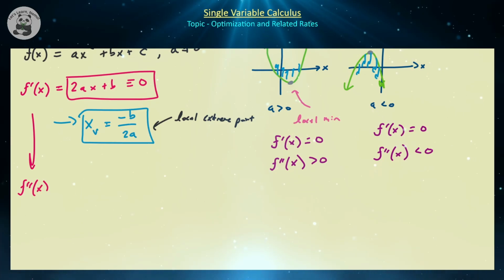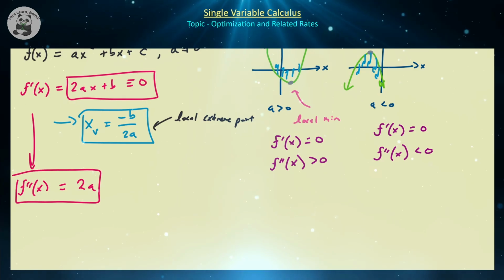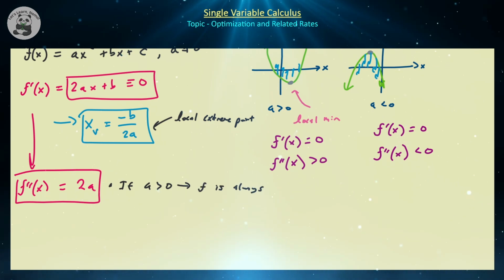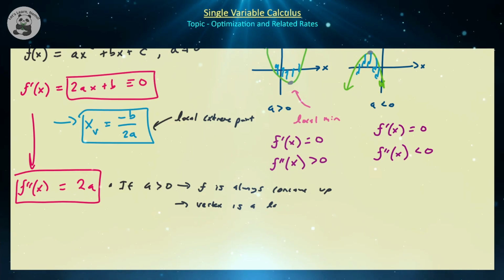The second derivative is just the derivative of that linear function, which in this case is going to be equal to 2a. If a is greater than 0, that means f is, in particular at this point, concave up. And if the function is concave up at a local extreme point, that means the vertex of f is a local minimum, which agrees with our intuition from our graphical perspective.